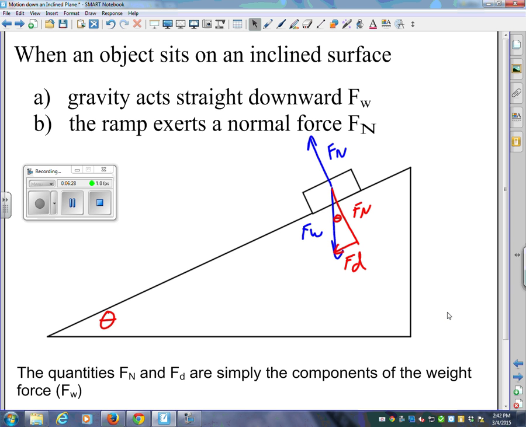The Fn in blue is the true normal force, right? This Fn here is the component of gravity that acts perpendicular to the plane, right? Because when it sat flat, the weight force and the normal force were balanced, right?